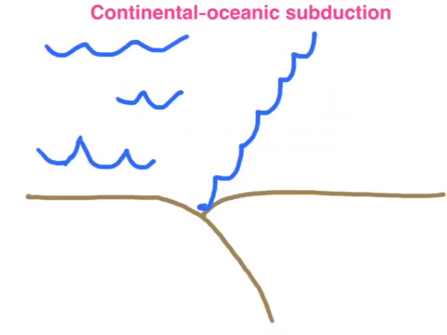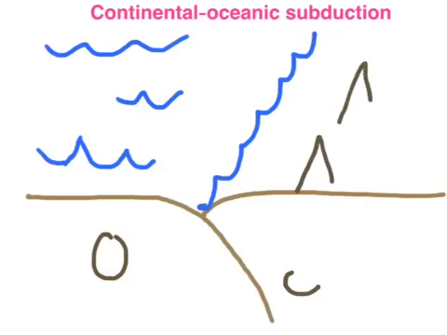The next type of convergent boundary is continental oceanic subduction. Subduction is when one plate, the older, denser, colder plate, slides into the other. This is the oceanic plate, and this is the continental plate. When they collide, mountain ranges form, and volcanoes.